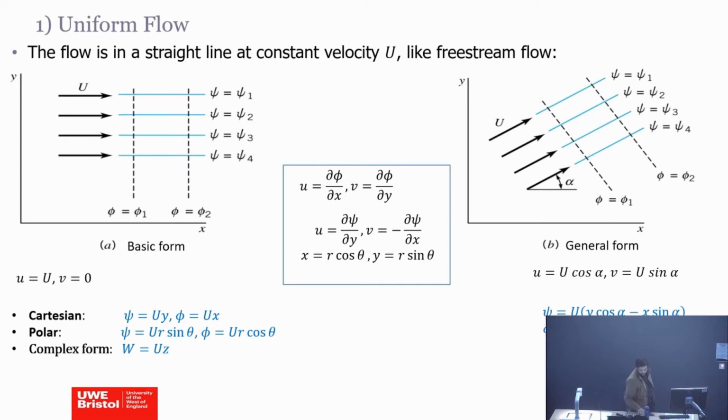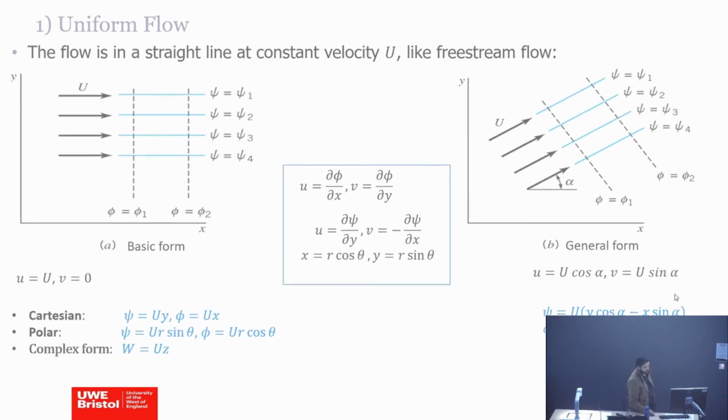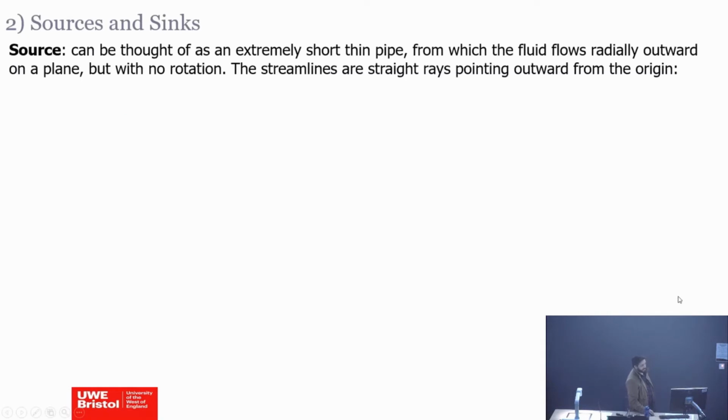So let's talk about the next building block, which is sources and sinks. So what is a source? Now, I want you to think about a source as an extremely short and extremely thin pipe, which in the mathematical sense just goes down to a very simple thing like a point. And out of that pipe, fluid comes out, but it comes out radially outward on a plane, let's say the XY plane. But the flow is not rotating. It just comes out and moves in radial lines like that.